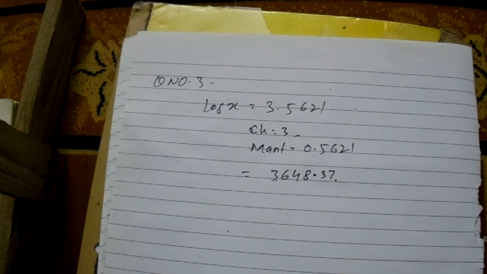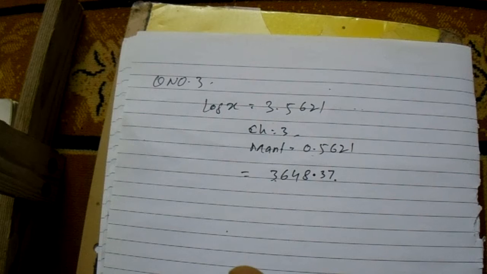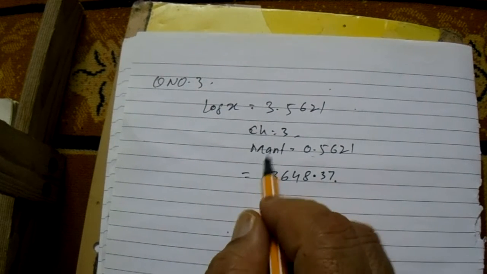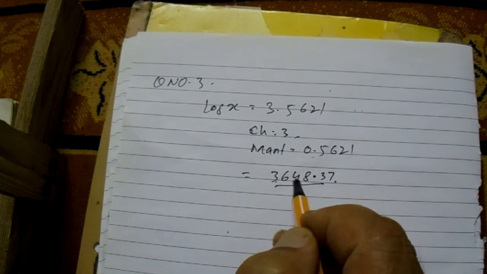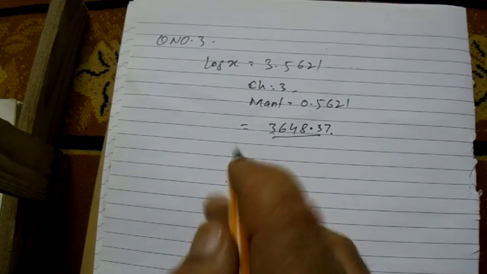Again we will use this calculator. Press shift log 3.5621 is equal to, again 3648. This is our answer. You write this again in proper way.